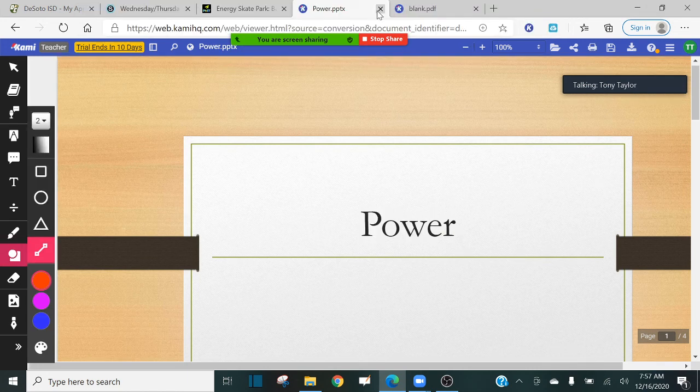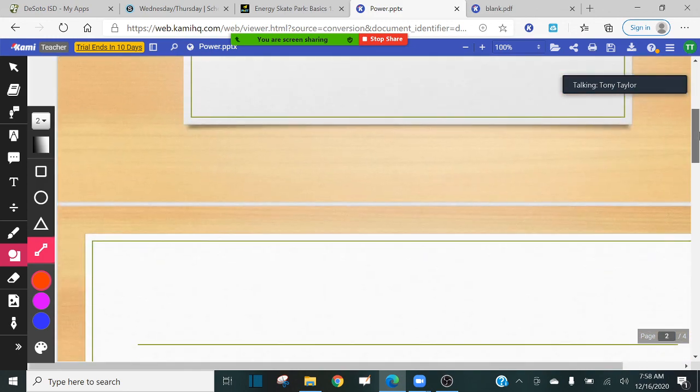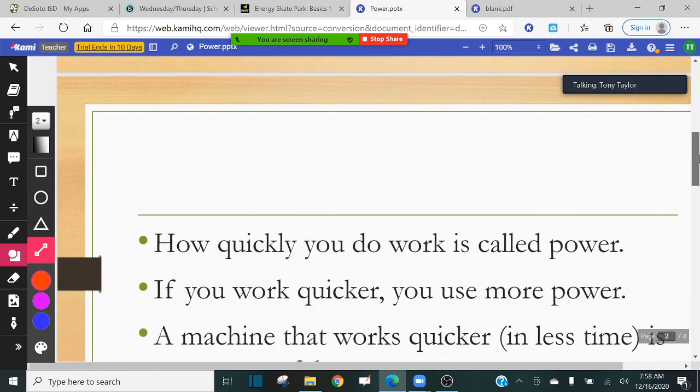Now, the last thing we're going to talk about today is power. So this PowerPoint here, we're just going to go over a few things, and it just has 3 questions. So we're just going to close the day talking about power and completing these last 3 questions. Now, what is power?